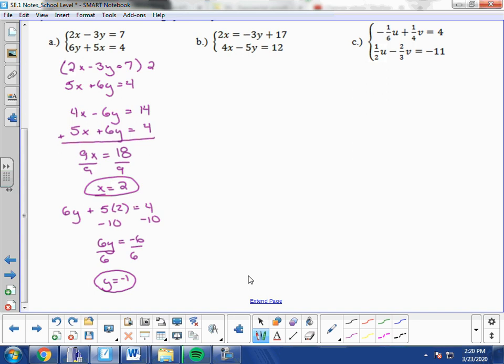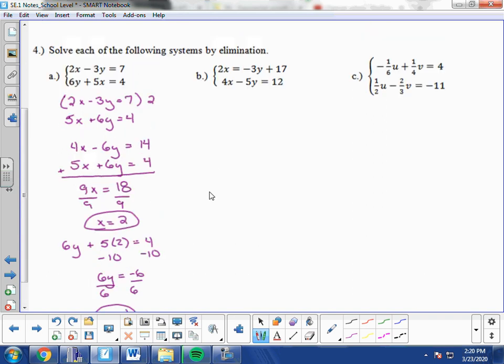So here we multiply the equations, sometimes both equations by the same number, sometimes an equation or both equations by a different number, to get some of those variables to cancel out when we add the equations together. Let's take a look at B.